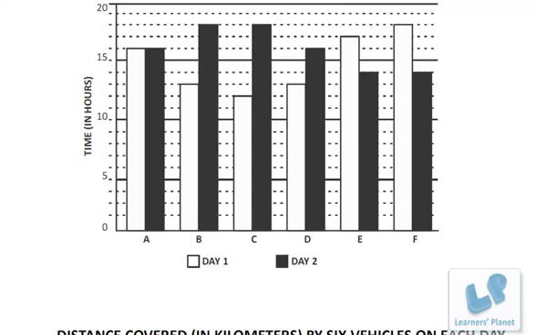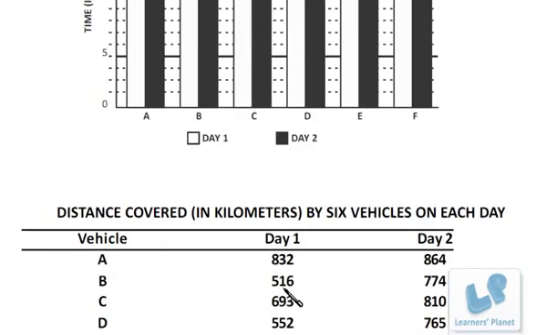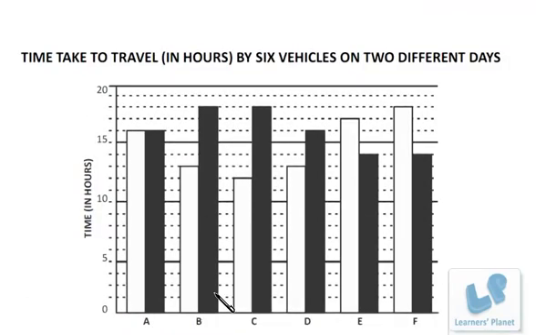Now we go to vehicle B. On day 1 it is 516 and day 2 it is 774. So I compare 516 and 774. On day 1 the time taken was 12, and on the second day the time taken was 18. Now I have to make the comparison between these two. If A by B is equal to C by D, then their cross multiplication must be equal. That means A into D must be equal to B into C.